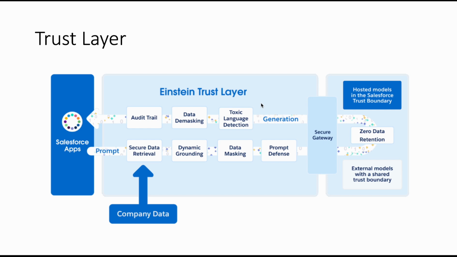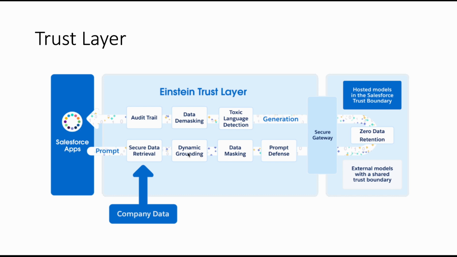This is another diagram that Salesforce loves to share, and it's the trust layer. I'm going to focus on these right here. Your company data. So they use different terminologies here. We're going to talk about a few of them. There is dynamic grounding, there is data masking, and there is prompt defense.